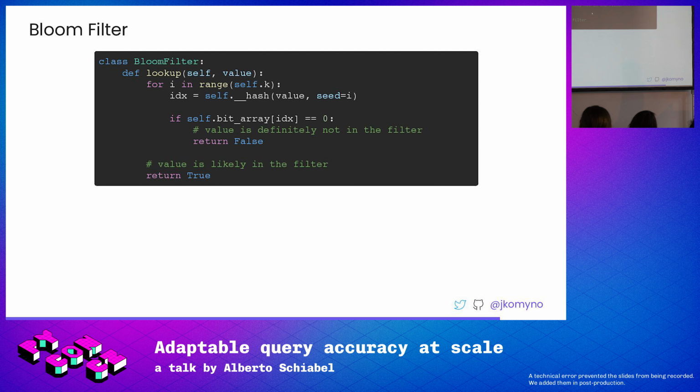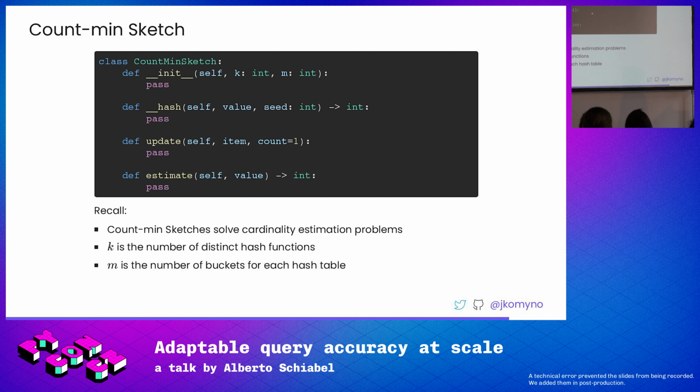About lookups, again, we repeat the same operation k times. We keep searching for the position in the bit set. And we know that if we encounter a 0, then the element is definitely not present. It didn't appear in the dataset before. Otherwise, if everything is set to 1, we agree that the value likely appeared in the dataset before. So we return yes. What about count min sketches?